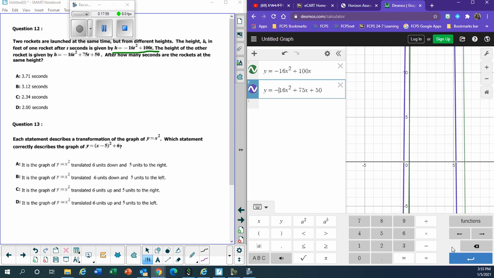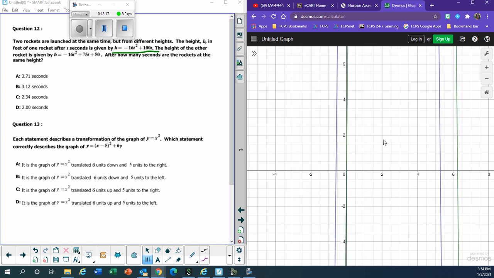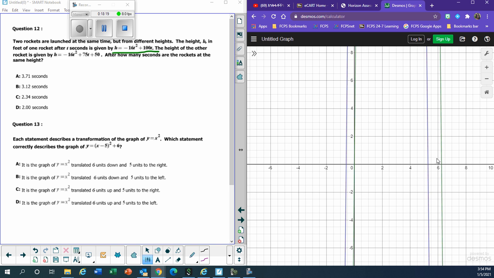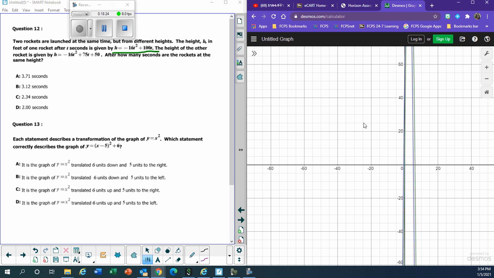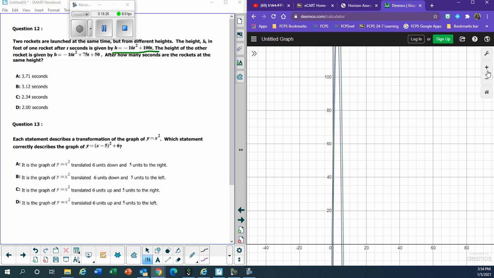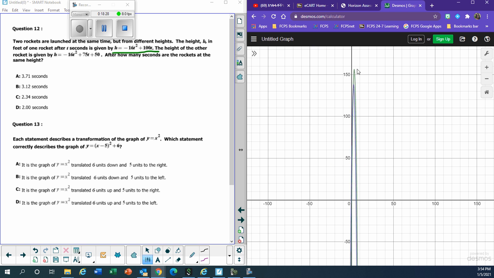The biggest thing with this is you want to make sure you are writing the equation correctly. y equals -16x squared plus 75x plus 50. So now I'm gonna hide this so that I can see when it is gonna be. They're gonna be the same height. Oh, right here.